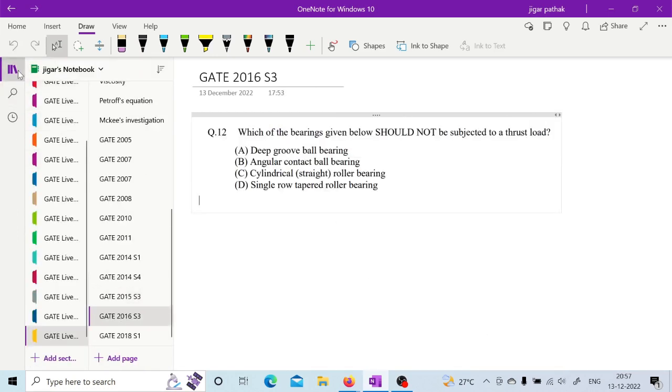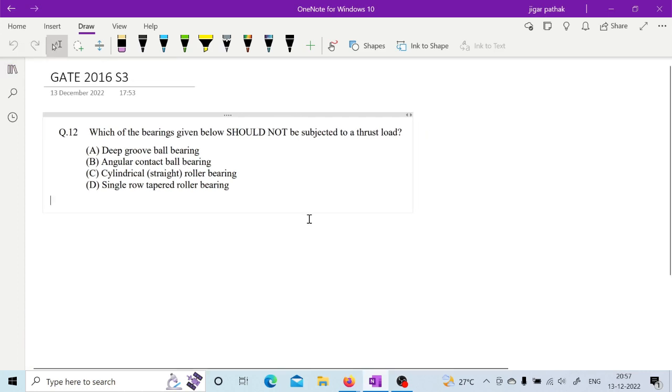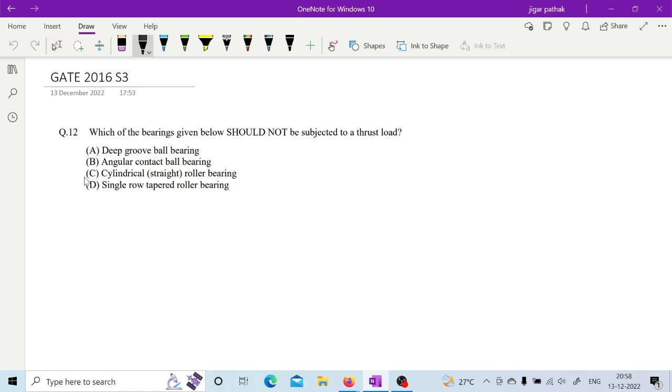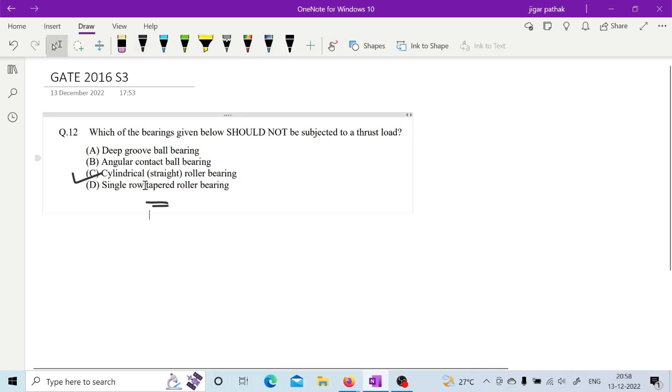Which of the bearings should not be subjected to a thrust load? Can anyone try this one? C. Yeah, cylindrical roller bearing, correct. This cylindrical straight roller bearing cannot take thrust load. Otherwise, the deep groove, the angular contact or the tapered roller can take the thrust load. Correct.